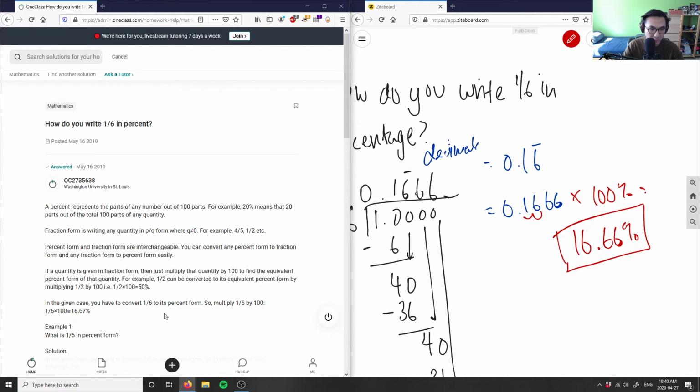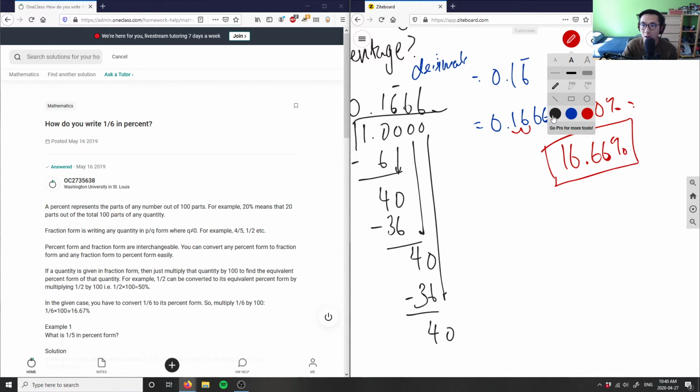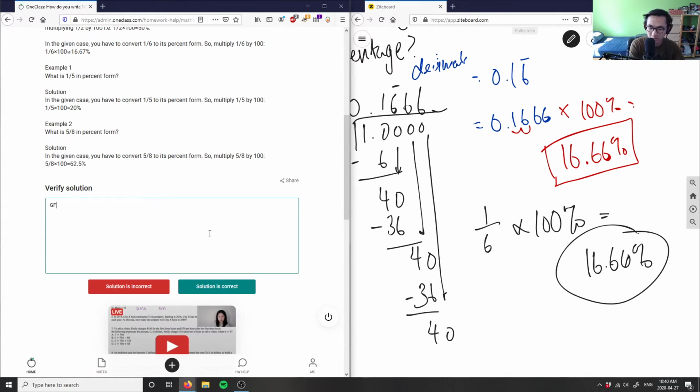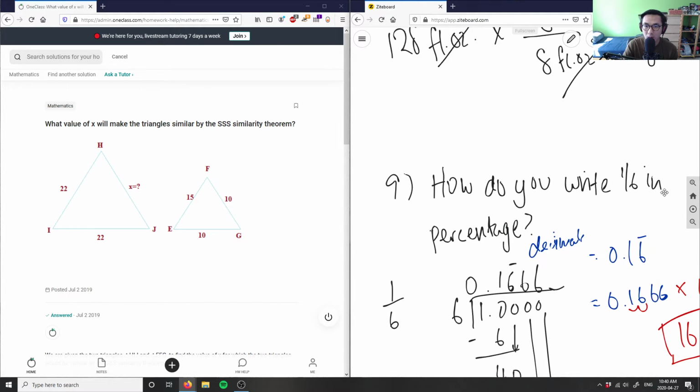In the given case, you have to convert 1/6 to percentage form. So multiply 1/6 by 100, you would get 16.67%. I did it first in decimals. In percentage, it doesn't really matter. You can actually go directly from fractions by simply taking 1/6 times 100% here, and you would get exactly the same thing, 16.66% here. So it doesn't matter which way you do it. Both solutions here are correct. So I'm going to write here, great solution, and analysis here. So the solution here is correct. That's good. That's number 9.